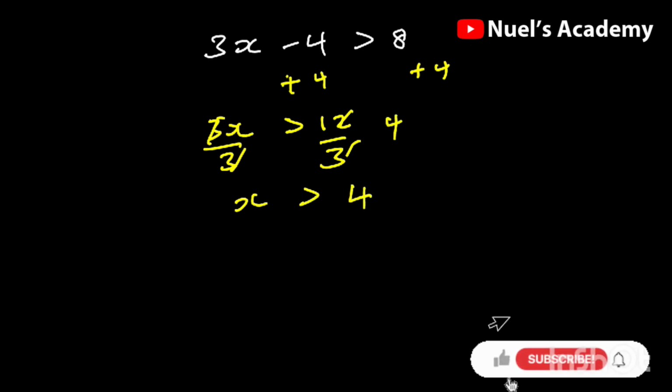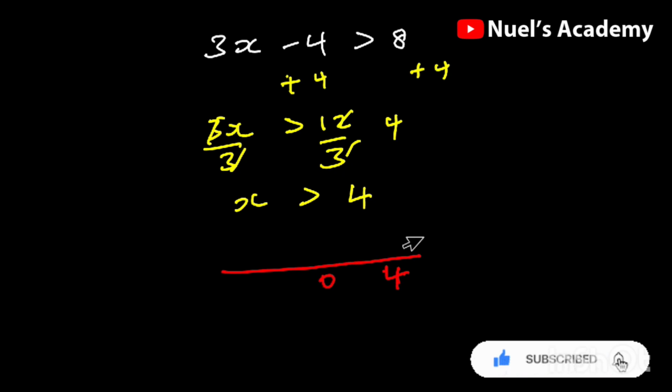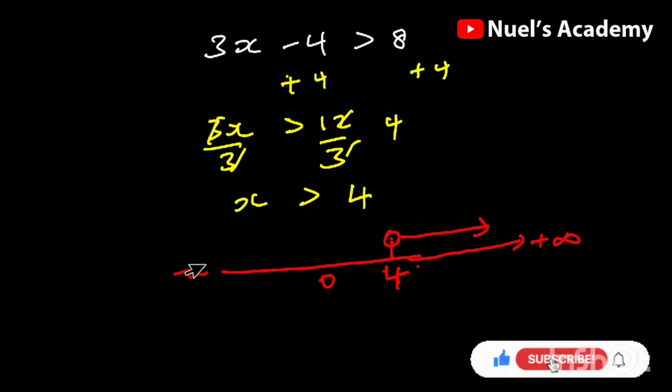Now to represent this on the number line, we have 0 here, then let's assume that this is our 4. So x is greater than 4, so we're going to show this with an open dot pointing to the right hand side. It means that x can assume any value from this 4 upwards. Remember, this is greater than 4, so 4 is not inclusive. That is why I used an open circle to represent it. So we have positive infinity here, and then we have negative infinity here.